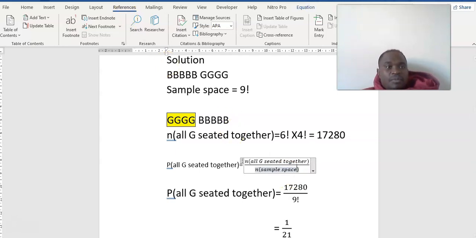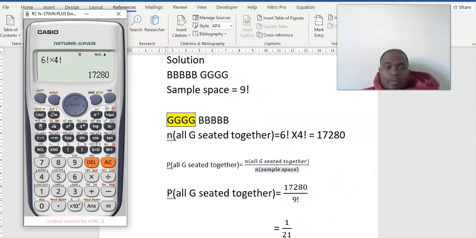Okay, over the sample space. Here we want all the girls seated together. This is all the girls seated together. 17,280 over the sample space, and our sample space is what? 9 factorial. If you press this on the calculator, what are we going to get? We are going to get 17,280 over 9 factorial. So this gives me 1.